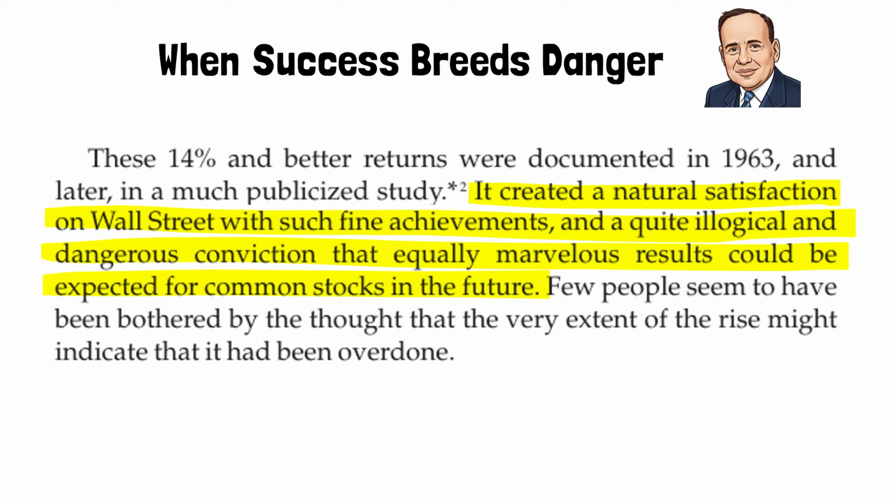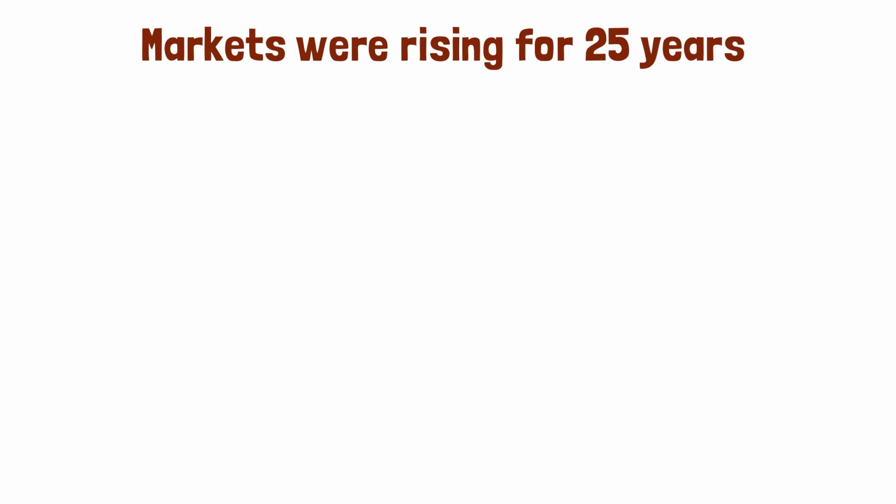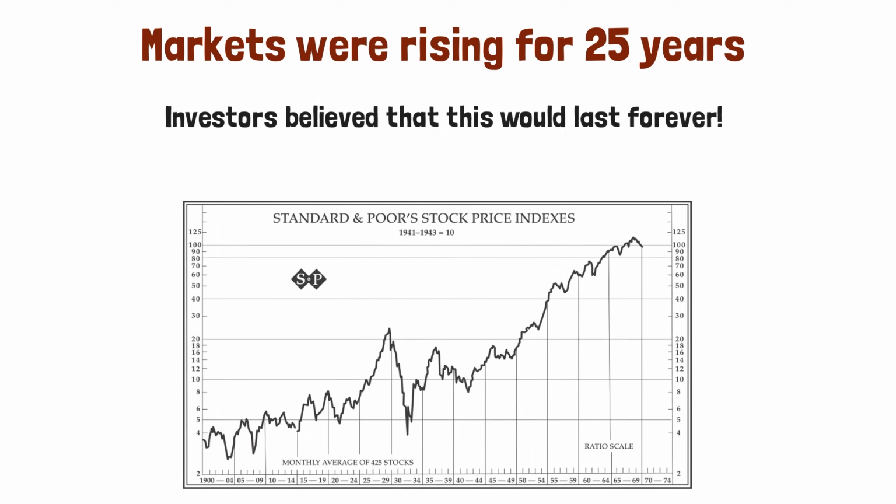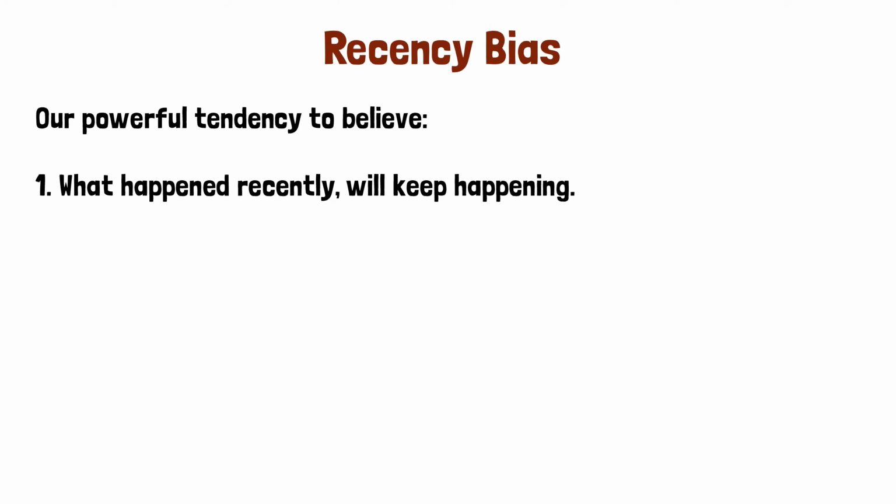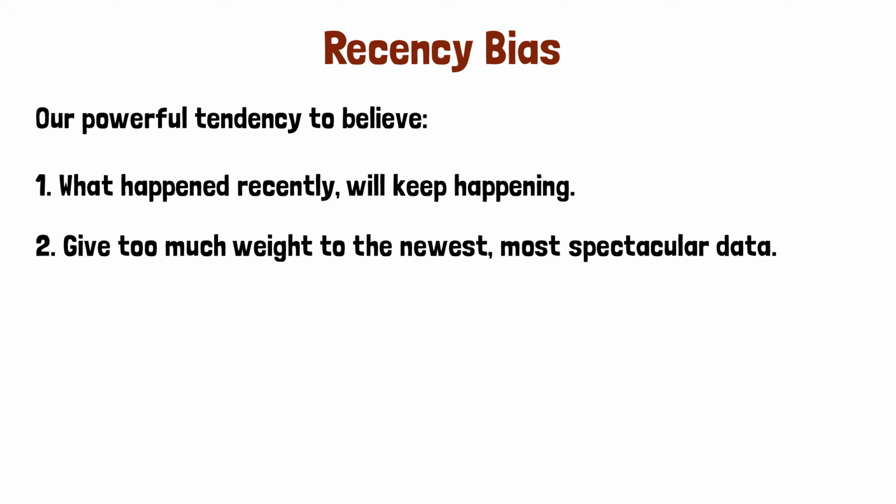Few people seem to have been bothered by the thought that the very extent of the rise might indicate that it had been overdone." Graham spotted something dangerous happening. Investors who had watched the market rise for 25 years now believed it would last forever. Today, psychologists have a name for this trap: recency bias. Recency bias is our simple, powerful tendency to believe that what happened recently will keep happening. We give too much weight to the newest, most spectacular data and forget the long-term history.